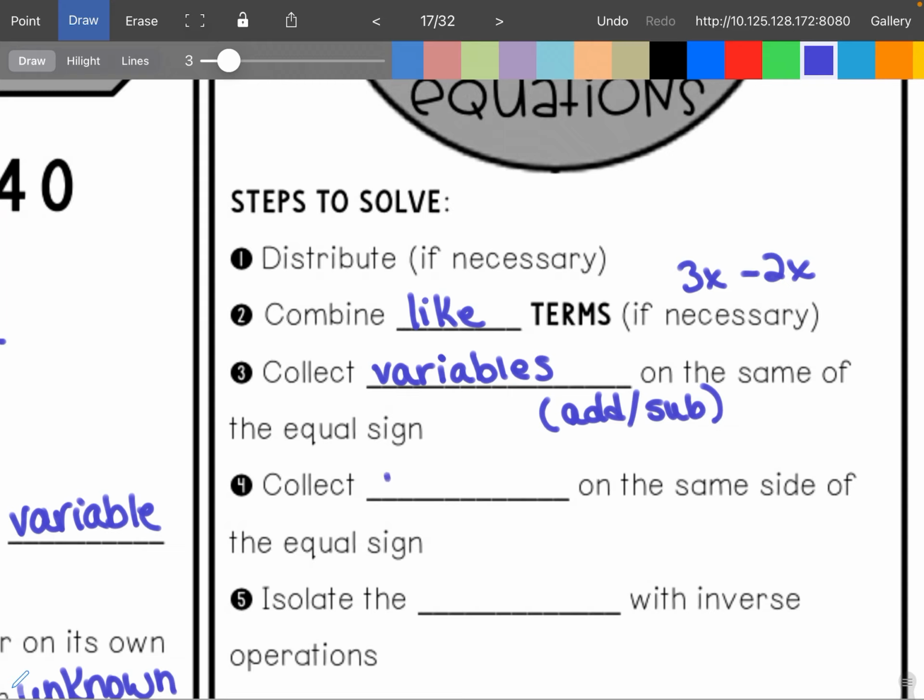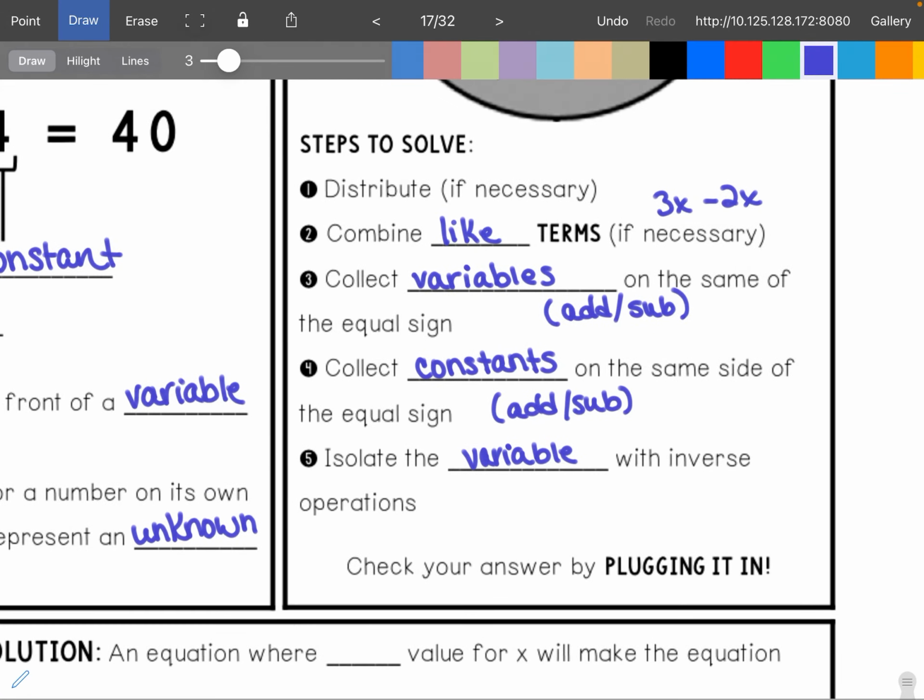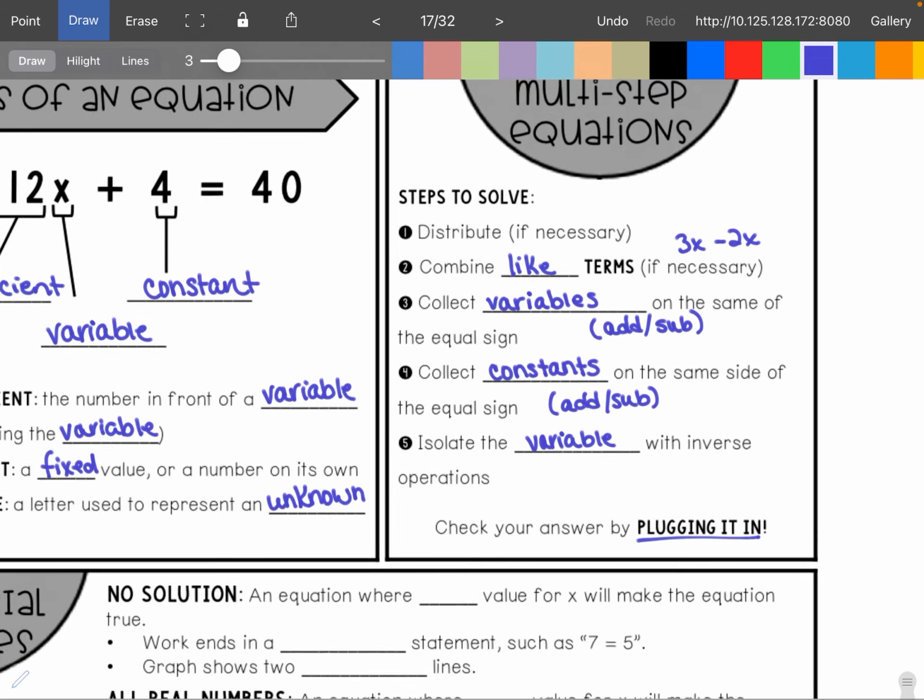And you want to do the same thing with your constants. You want to move your constants to one side or the other side of the equal sign. And you'll do that by either adding or subtracting. Then you want to get the variable alone. So you're going to isolate the variable with inverse operations. Check your answer by plugging it in, making sure that you have solved for the correct answer.